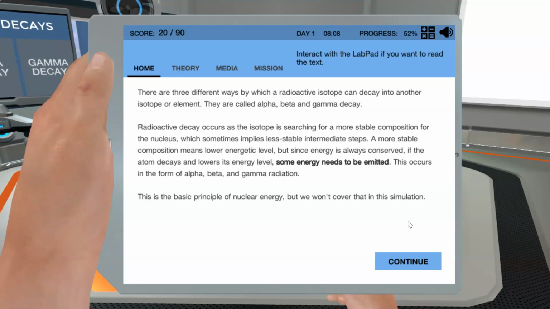stable intermediate steps. A more stable composition means lower energetic level, but since energy is always conserved, if the atom decays and lowers its energy level, some energy needs to be emitted. This occurs in the form of alpha, beta, and gamma radiation. This is the basic principle of nuclear energy, but we won't cover that in the simulation.